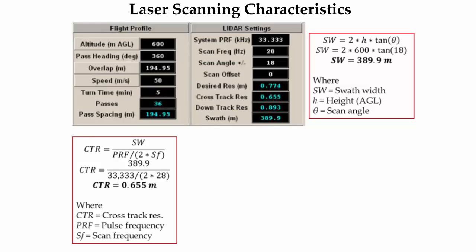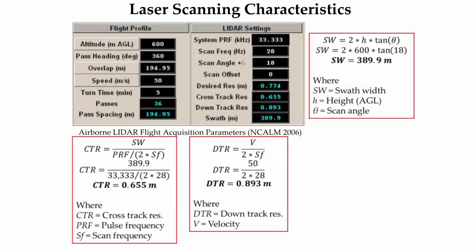The scan frequency for this particular sensor counts a back-and-forth zigzag scan as one iteration. Thus, we have to multiply the scan frequency by 2 to calculate the number of scan lines per second. With 56 scan lines and 33,333 pulses per second, the number of points per scan line can be derived. Dividing the swath width by the number of points per scan line will give us the cross-track resolution of 1 point every 0.655 meters.